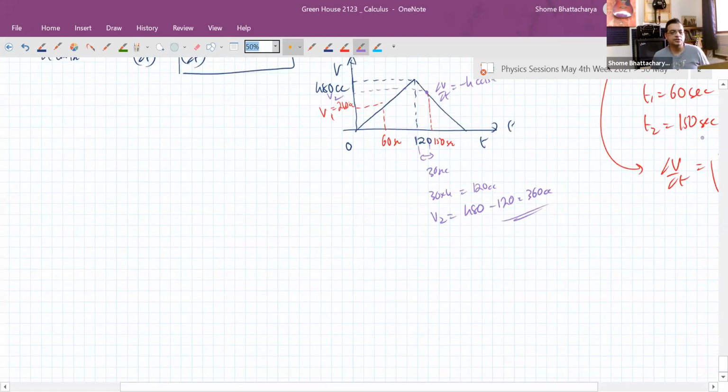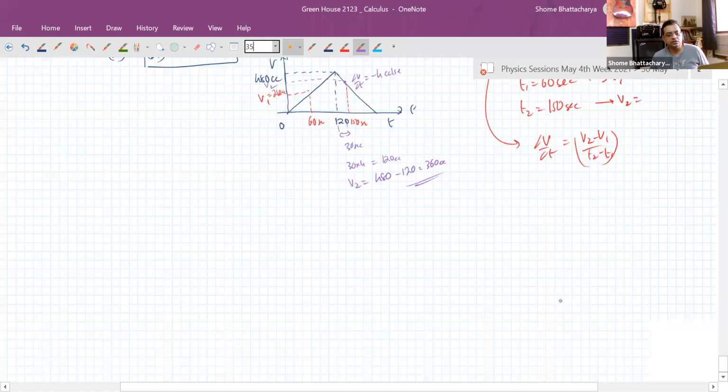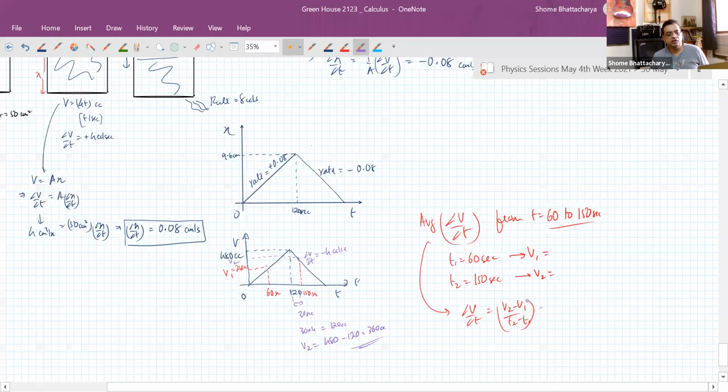So now we have to just substitute these in the formula. So our final volume at 150 seconds is 360 cc. Initial volume at 60 seconds was 240, divided by the time interval, which is 90 seconds, right?